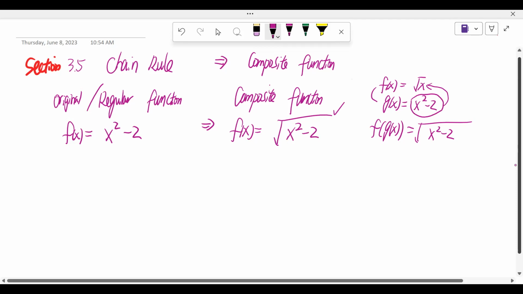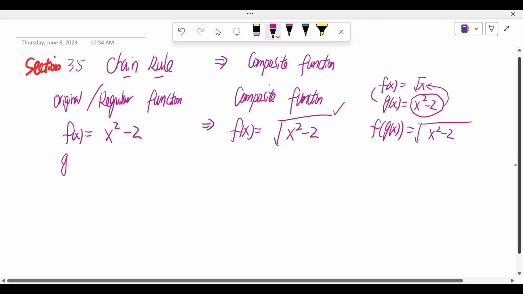So that's why the chain rule is mainly used to find the derivative of a composite function. Obviously, a composite function is a little bit more complicated. That's why we have to use a special rule, like the chain rule, to find that. But you'll see that in a second.